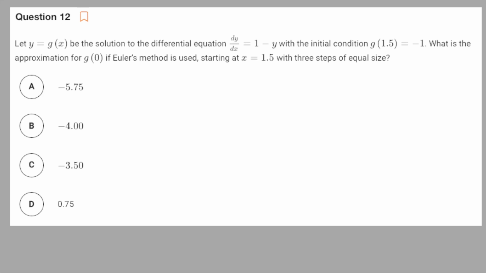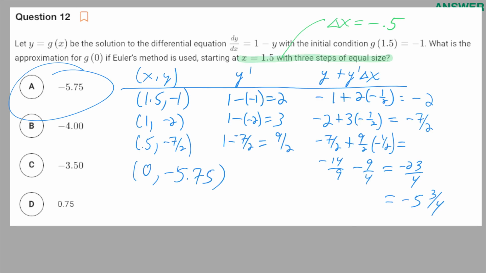Next one, use Euler's method on this differential equation. So the only thing that makes this a little bit different is that you're starting at x is 1.5 and moving down to 0, so your delta x is a negative 1/2. Set up your table, start with the ordered pair, and then do the 2 steps. Calculate the slope, find your new y value by taking the old y value and adding in slope times the increment or the delta x.